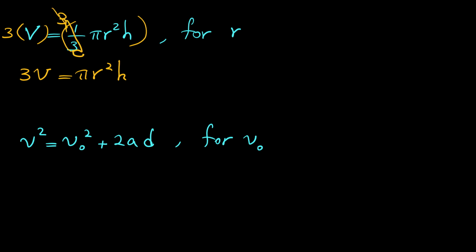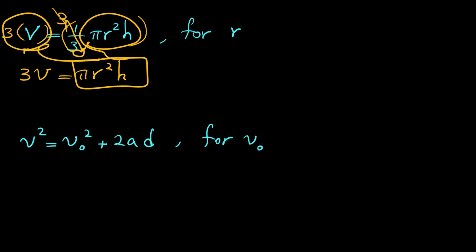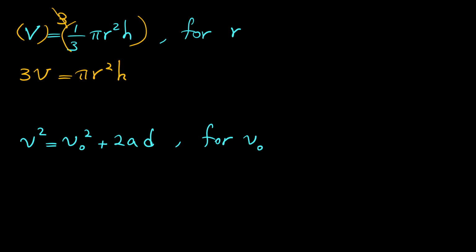3 with 1/3 cancels. We have pi r to the 2h, and on the left we have 3v. Now we have to find r from this new equation. So we want to solve this equation for r. To find r, we can divide both sides by pi and h.